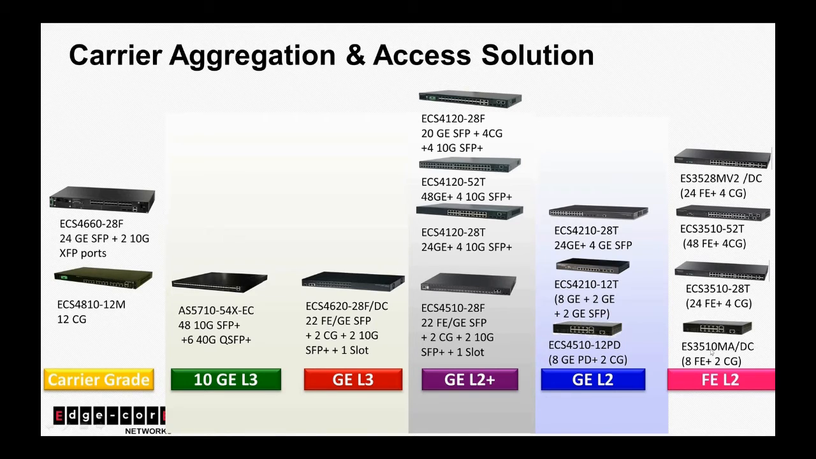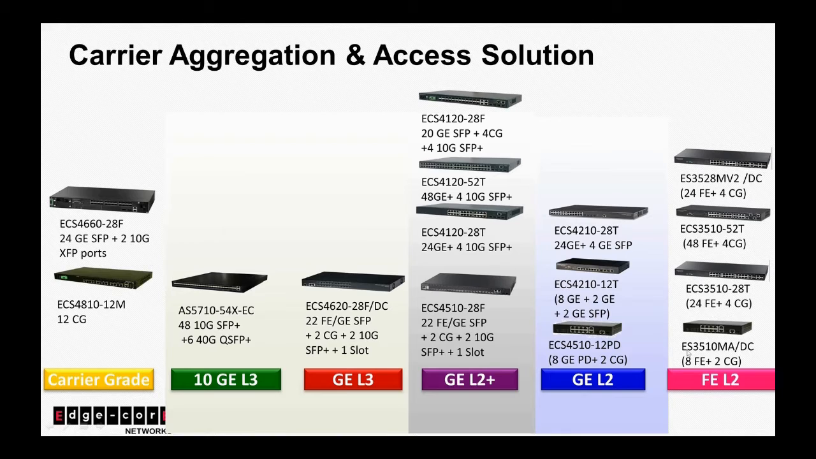So the last digit is the port count. For example, 3510, the 10 means the 10 port switch. And with our new naming convention, we will have a series number. For example, 3510 means 10 series. And T means the twisted pair. F means the fiber. So from our naming convention, you can tell what is the configuration of the switch.